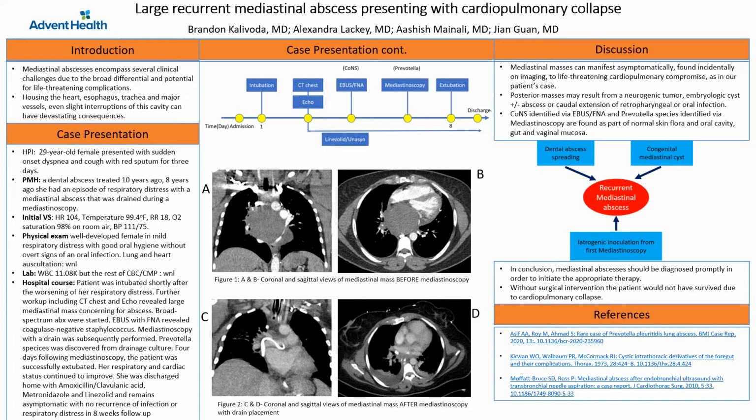Hospital course. Patient was intubated shortly after the worsening of her respiratory distress. Further workup included CT chest and echo, which revealed large mediastinal mass concerning for abscess. Broad-spectrum antibiotics were started. EBUS with FNA revealed coagulase-negative staphylococcus. Mediastinoscopy with a drain was subsequently performed. Prevotella species was discovered from drainage cultures.